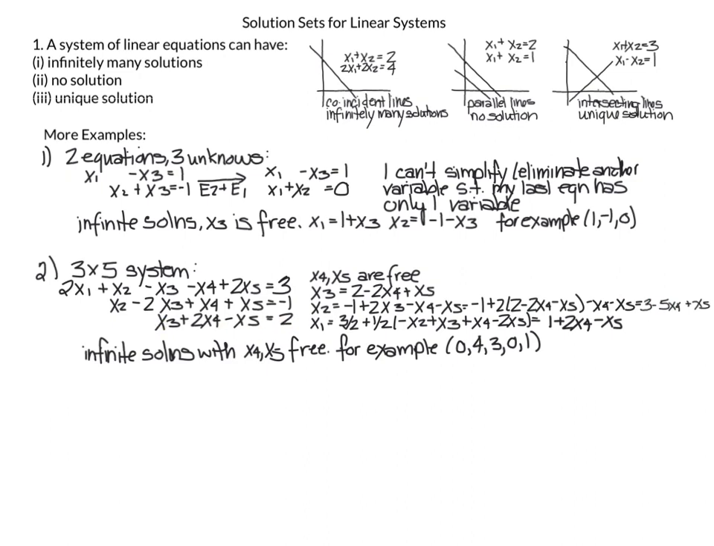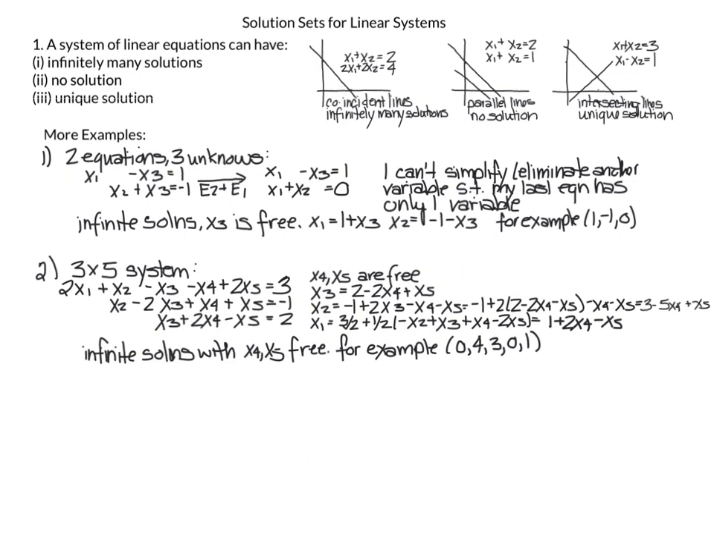And then my last equation, up here, x1 is equal to 3 halves plus 1 half, my minus x2, my plus x3, my plus x4, and my minus 2x5. Again, all of this multiplied by 1 half. And if I plug in for my x2 in terms of 4 and 5, and my x3 in terms of 4 and 5, so that I can get x1 only in terms of 4 and 5, I have 1 plus 2x4 minus x5.